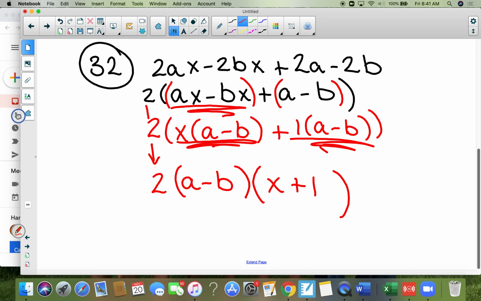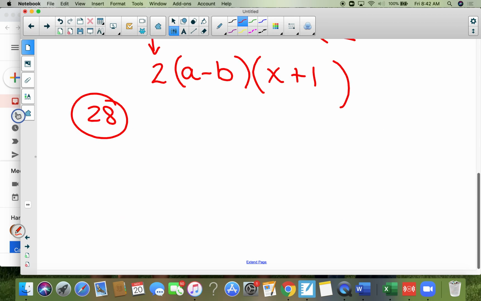We haven't done one like that method, which is trying to find it. Number 28. We haven't done one like 28 yet. 2x to the second minus 5x plus 2. Is there a greatest common factor between those three terms? Nope. So which method is this one, you guys?